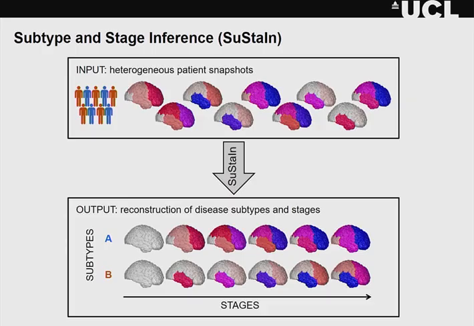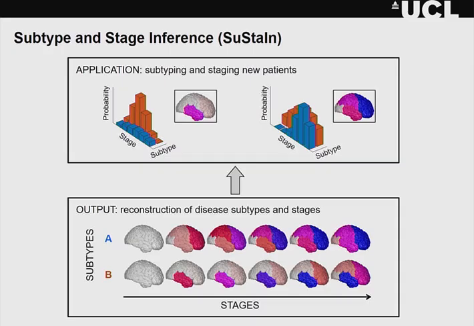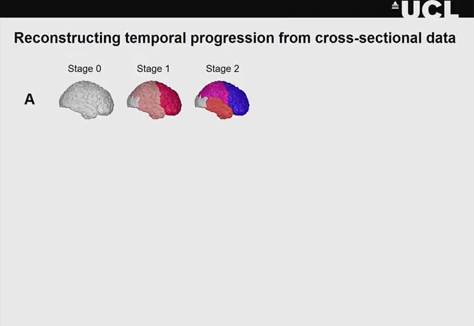So we've developed a new machine learning tool called Subtype and Stage Inference, which integrates ideas from both clustering and disease progression modeling, allowing you to reconstruct the underlying disease subtypes and stages from heterogeneous patient snapshots. And once you have this type of model, you can use it for subtyping and staging of new individuals simply by comparing their data to the reconstruction of the disease subtypes and their progression patterns. In fact, you can reconstruct these types of progression patterns from purely cross-sectional data.